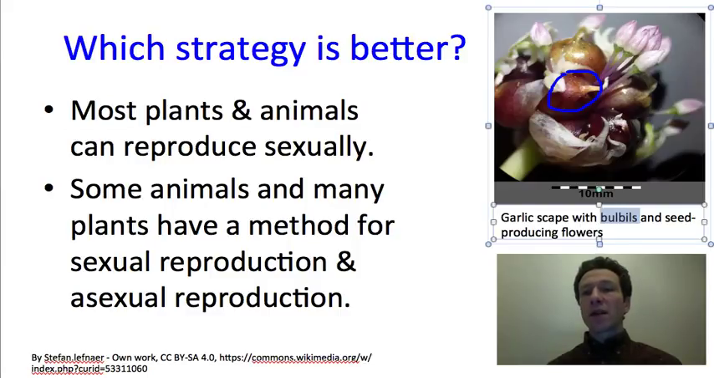But so we have asexual reproduction here, but then we also have flowers, and these flowers are going to do the traditional production of ovules and pollen, and they will engage in sexual reproduction, and they will make seeds. So this is one plant doing both asexual reproduction and making seeds, which is sexual reproduction. So this garlic is basically telling us one strategy is not better than the other. Instead, they both have their advantages, and it can get higher fitness if it uses a mix of the two strategies.